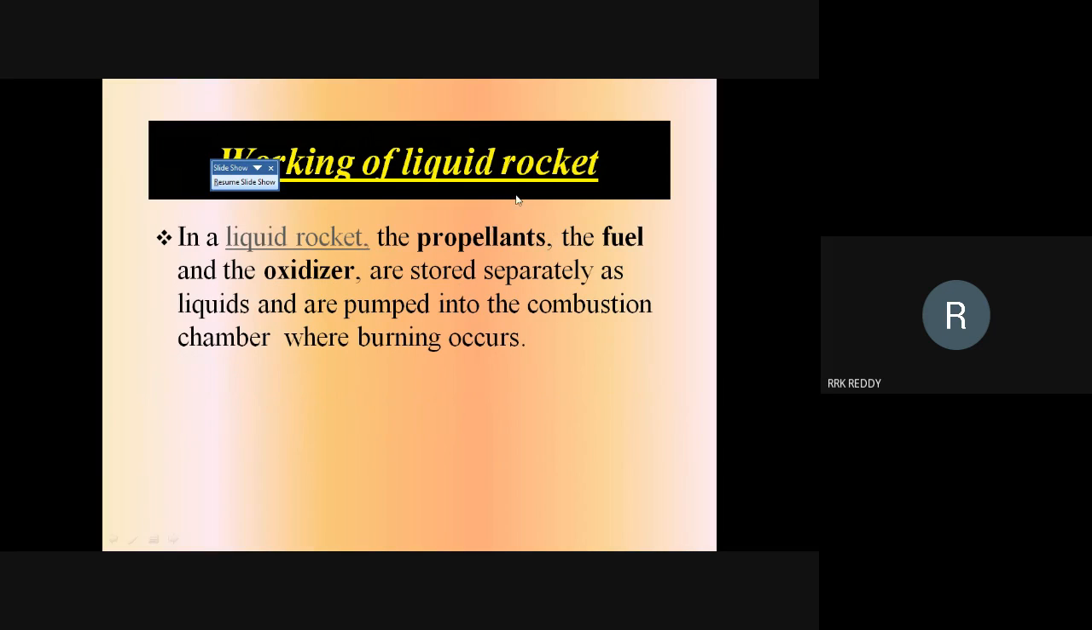Next, the working of liquid propellant rocket engines. In a liquid propellant rocket engine, the propellants, the fuel and the oxidizer, are stored separately as liquids and are pumped into the combustion chamber where burning occurs. Based on the pumping mechanism, they are classified as pump feed system liquid rockets and pressure feed system liquid rockets.